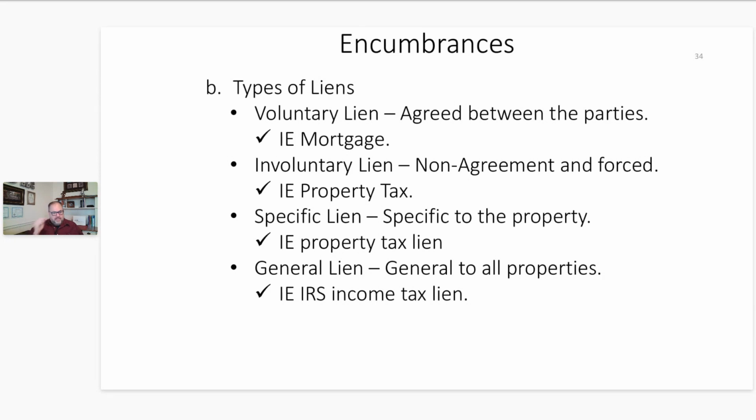So it's involuntary. Okay. So you've got to kind of talk this out when you read the scenario. You've got to talk it out. Am I allowing it to happen, or is the law doing it? And is it specific to one property, or can it go on to all my properties?